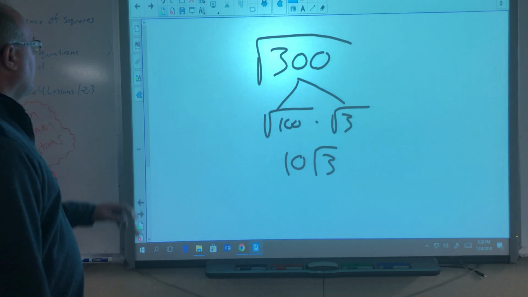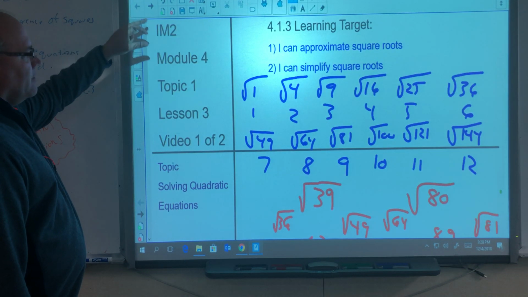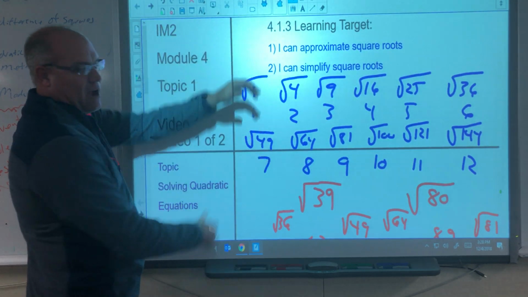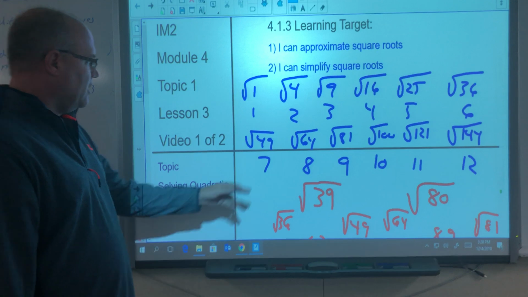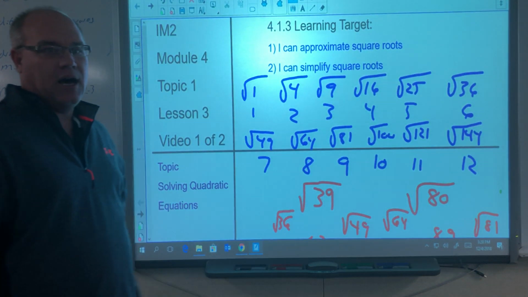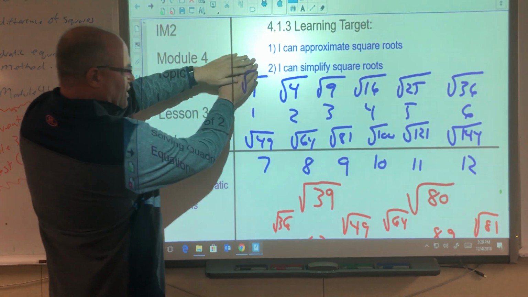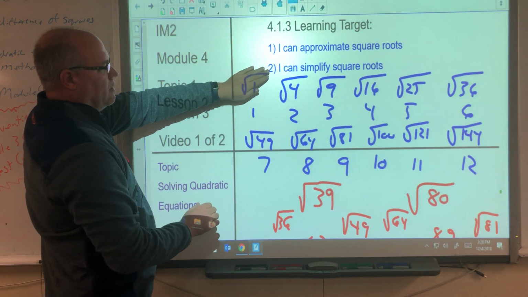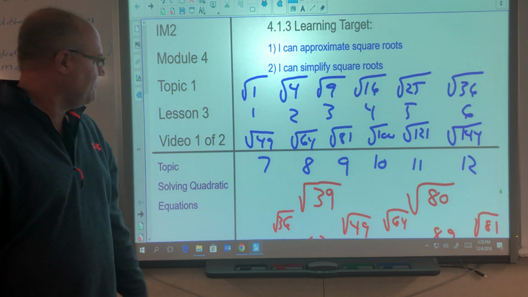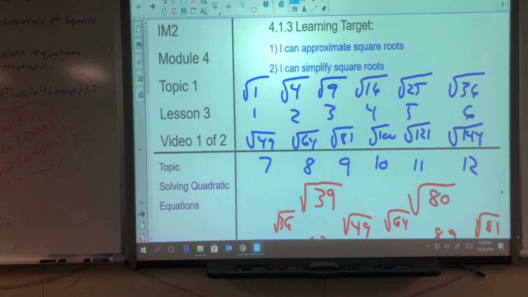All right, so the key to success here is you really need to know your perfect squares that you're going to factor with. Okay, so you need to use one of these when you do the factoring in order to simplify it. If you cannot factor with one of these, and the one doesn't count, then you can't simplify it any further. Okay, and that's it for video 1. Stay tuned for video 2 for this topic.